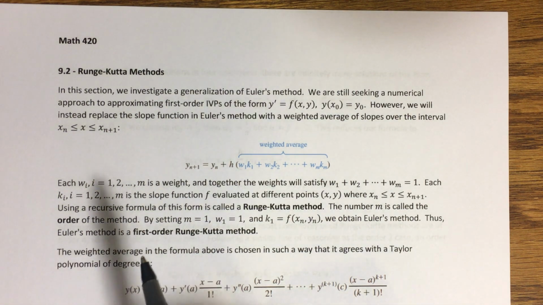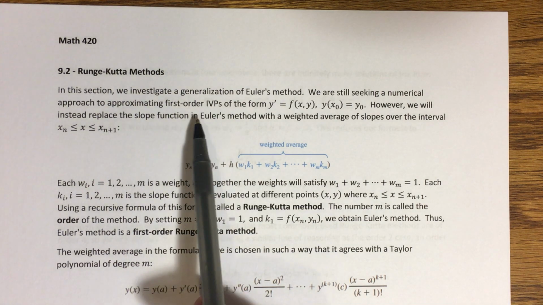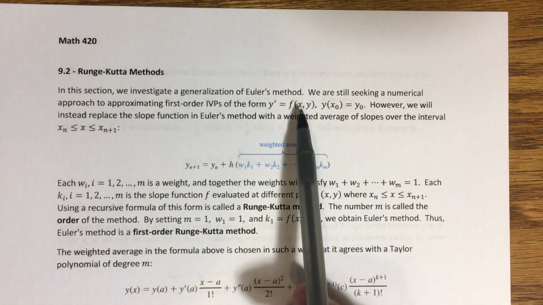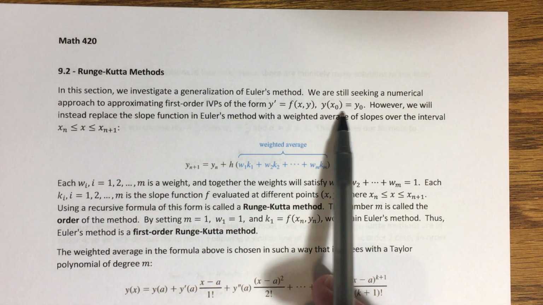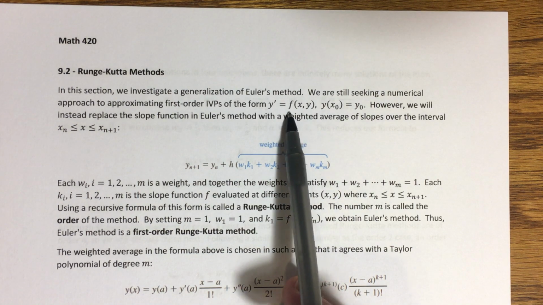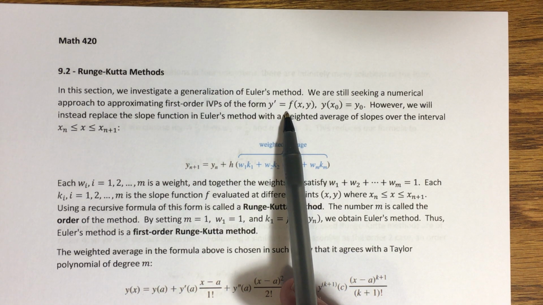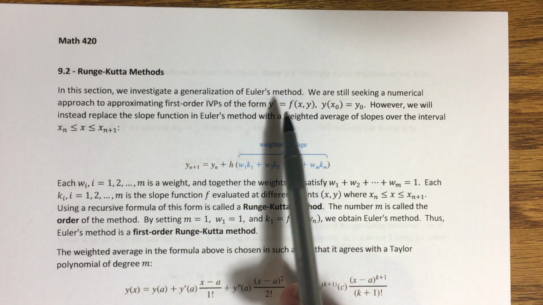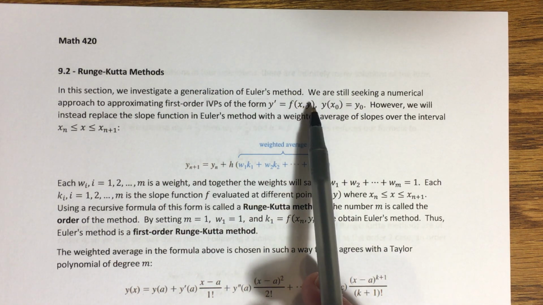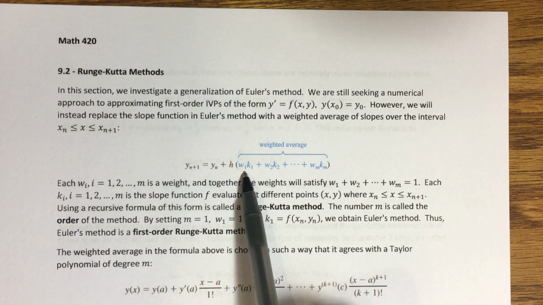So again, let's just remind ourselves of what Euler's method is. Euler's method is a way of approximating a first-order IVP that takes this form, y prime equals f of x y, with an initial condition y of x naught equals y naught, and we're approximating some specific point on the solution curve of this first order equation. What we're going to do here is basically take Euler's formula, which we know looks like y n plus 1 equals y n plus h times f of x n y n, and replace that slope function f of x n y n with a weighted average. Okay? And this weighted average is specifically a weighted average of slopes.